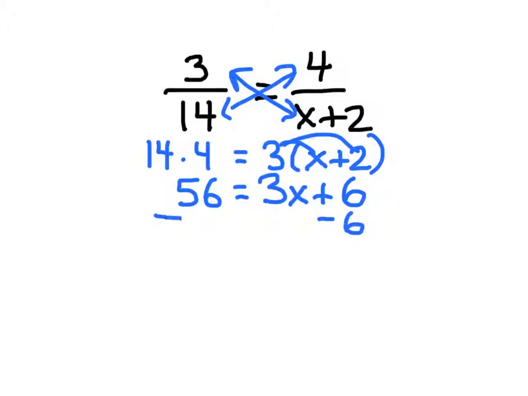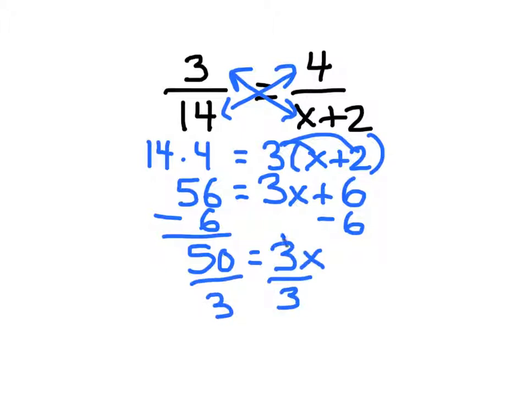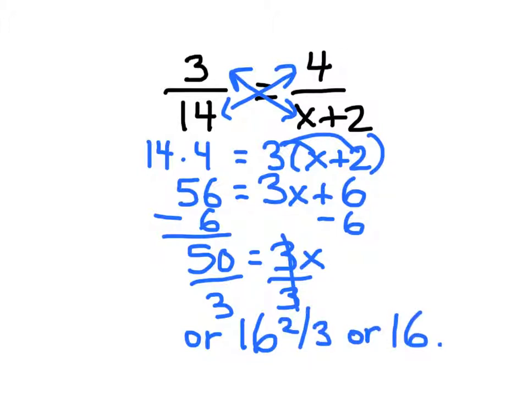Now we're going to subtract 6 from each side. That gives us 50 is equal to 3x. Now divide by 3. So x equals 50 thirds, or as a mixed number, 16 and 2/3. And as a decimal, that would be 16.6 with a bar. All of those answers are correct, and you can just choose; you can leave your answer as an improper fraction.